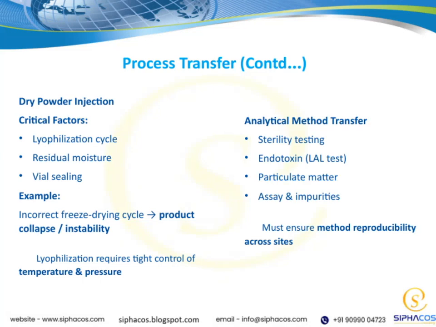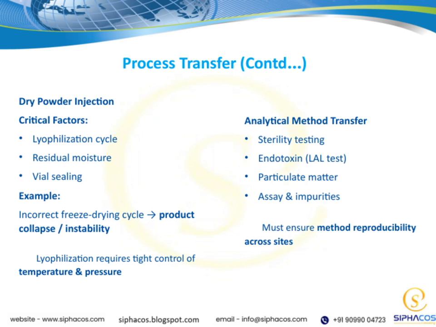Now, let's talk about the key aspects of analytical method transfer. First, sterility testing is crucial to ensure our product remains free of microbial contamination. Next, the endotoxin test, often done with the LAL test, helps us confirm that bacterial endotoxins are within safe limits.